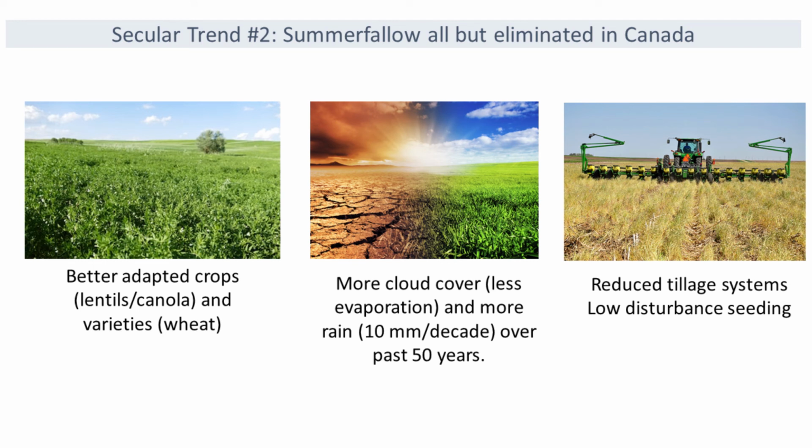So environment has also changed over the past 50 years. There's been, on average, in the prairies, more cloud cover, and that means that there's less overall evaporation during the summer. And so, with less evaporation, you have more soil moisture, water in the soil available for crop use to transpire. We've also seen an increase of about 10 millimeters a decade on average of rainfall during the growing season. And so again, that just means that there's a little bit more water, 50 millimeters more water on average in the prairies to support crop production.